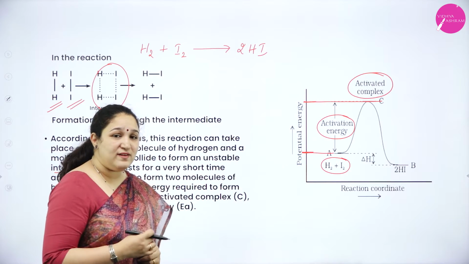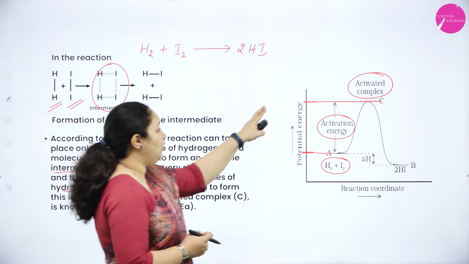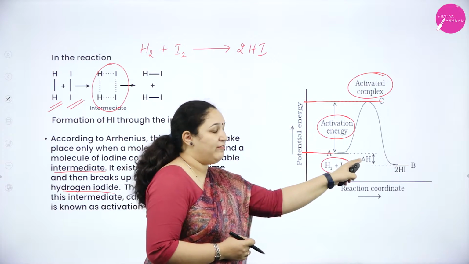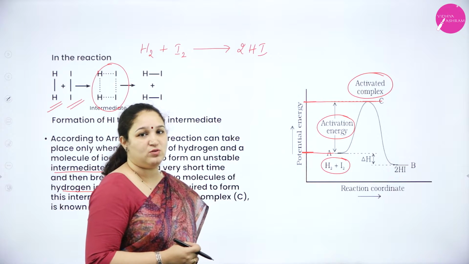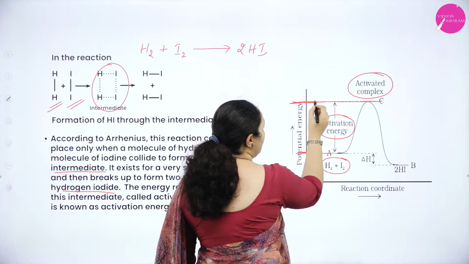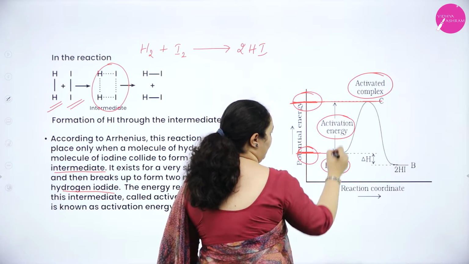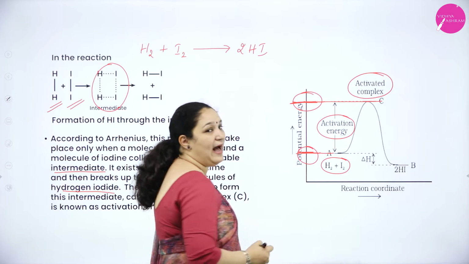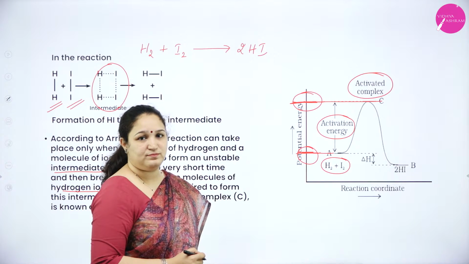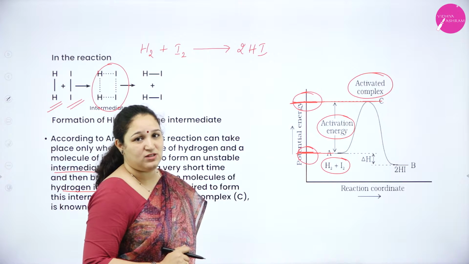So activation energy, in the form of a formula, is threshold energy minus the average energy of the molecules. So this is the average energy of the molecules, this is threshold energy. Threshold energy minus the average energy, that energy gap, is called activation energy. So I hope you have understood about activation energy.